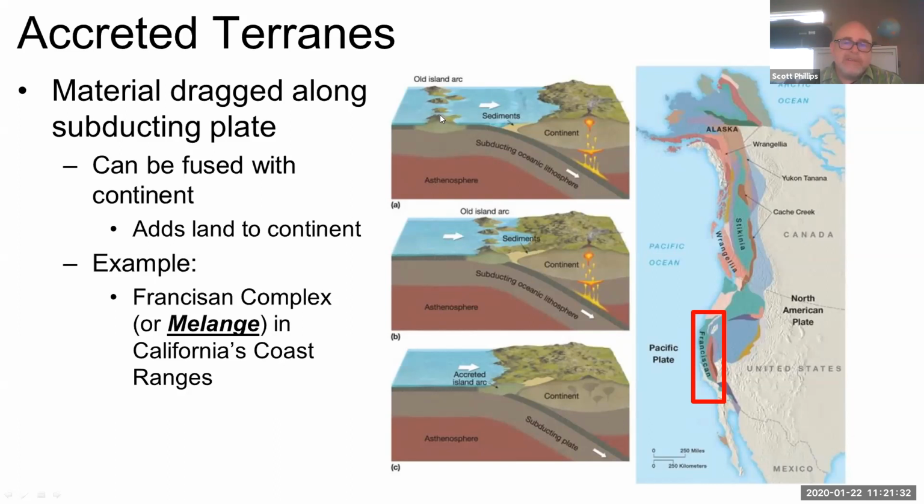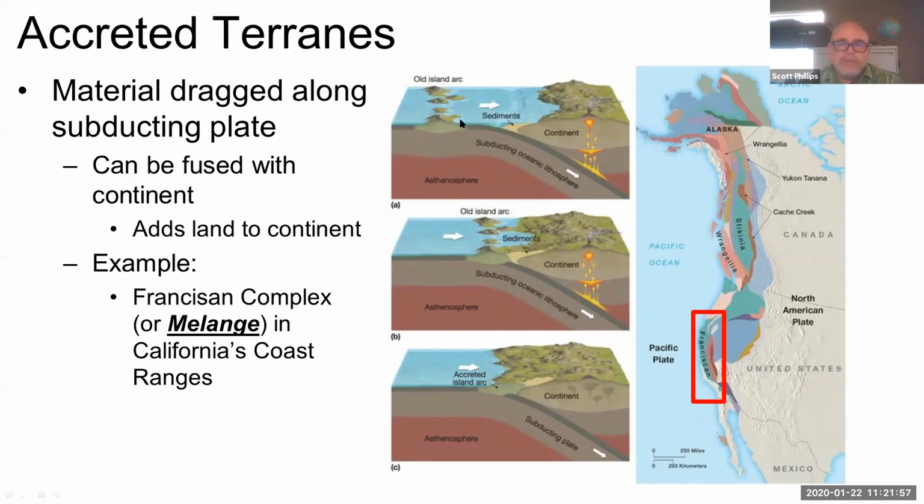Over time, as islands get dragged up into the continent, they can be welded or fused onto the continent, creating more land. One example of where we can see this is what's called the Franciscan Complex along coastal California. This is a collection of material called melange, and melange is accreted material of different types of rocks that have been fused onto the continent here.